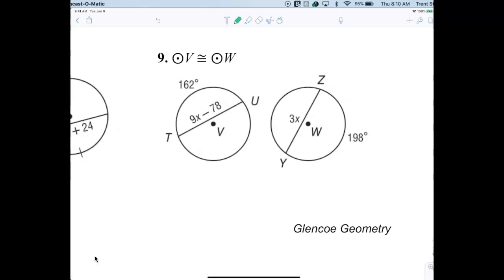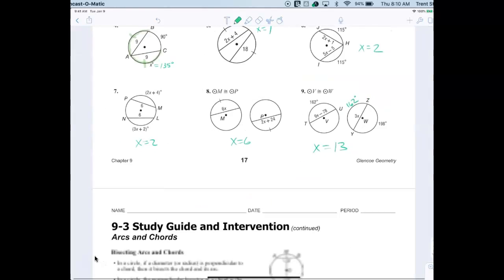Over here, uh-oh, they're trying to be tricky. What's x equal, guys? Well, I got 13. Is everybody okay? Because YZ is how big? What's arc YZ? Yeah, 162. Everybody okay with that? I told you, simple. Everybody agree? Simple. Let's go down here.